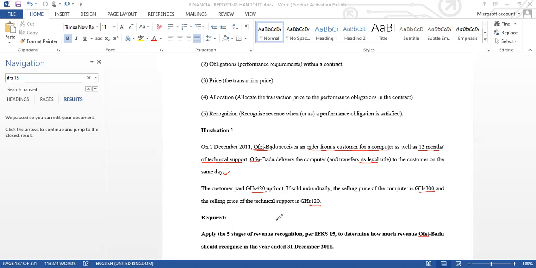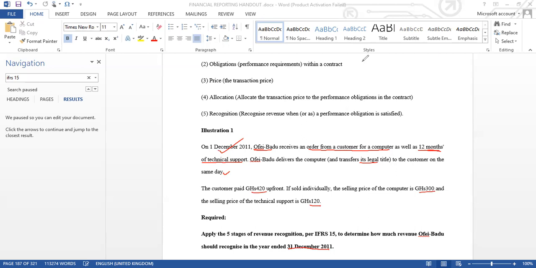Now we are asked to apply the 5 stages of revenue recognition per IFRS 15 to determine how much Febedu should recognize in the year ended 31st December 2020. Remember, this is the date everything happened, okay? And the person has been given 12 months repair or technical support. So yes, who has an idea? Let's go through this together.